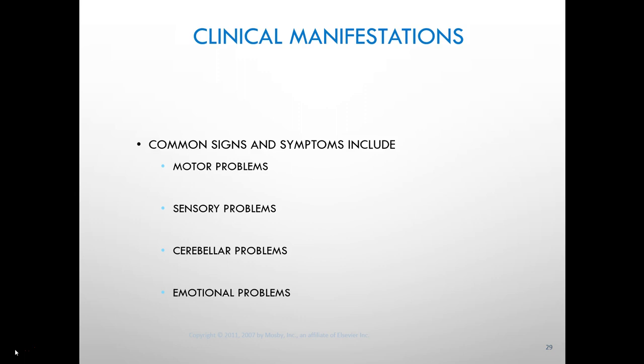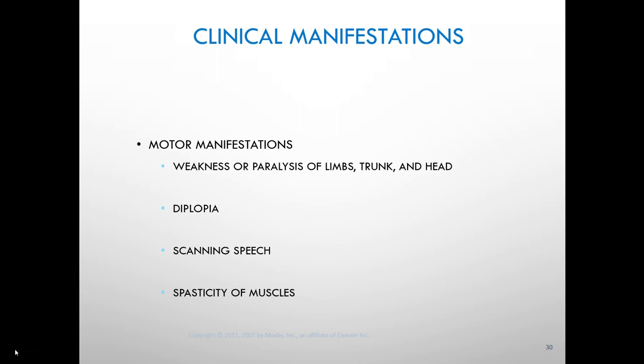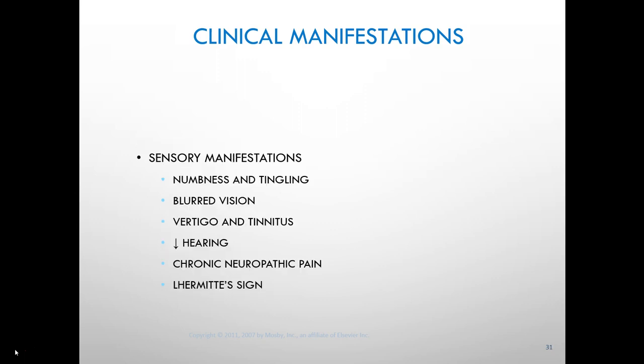Common signs and symptoms: they have motor problems. We discussed all that already. They have ataxia, diplopia, sensory problems. It's more explained in the next page. Motor: weakness and paralysis of limbs and trunk. They have diplopia, double vision, and a problem with scanning speech. They cannot come up with the word to say. Spasticity of muscle makes walking more difficult, so they end up having ataxia. They cannot coordinate their movement.